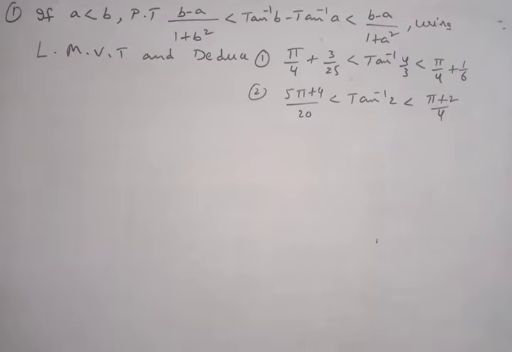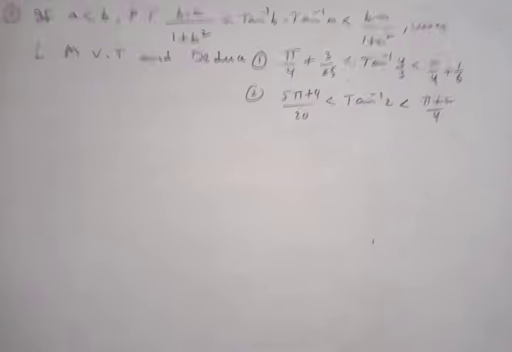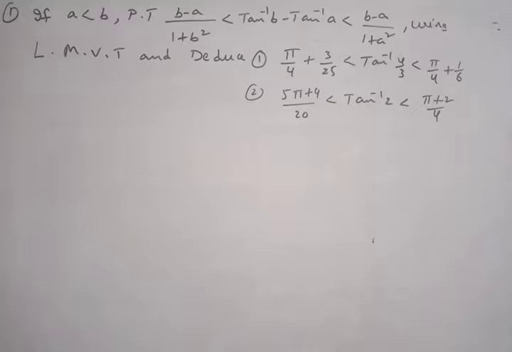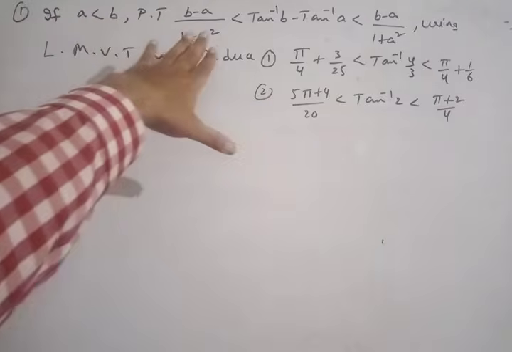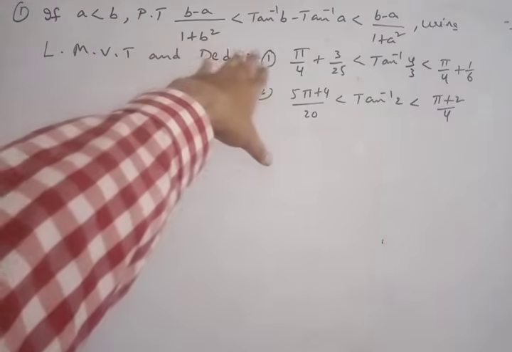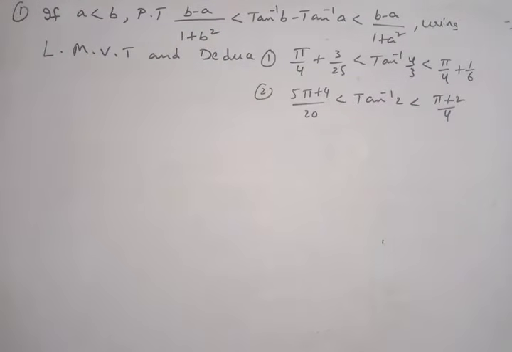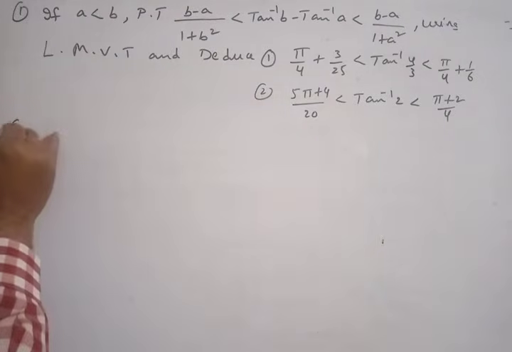Okay, next very important problem. I think you already know all of this, because they teach it in college. It's a very important problem. If a is less than b, prove that (b minus a)/(1 plus b square) is less than tan inverse b minus tan inverse a, which is less than (b minus a)/(1 plus a square), using LMVT, Lagrange's mean value theorem, and you need to derive these conditions. So first, how to solve this one?